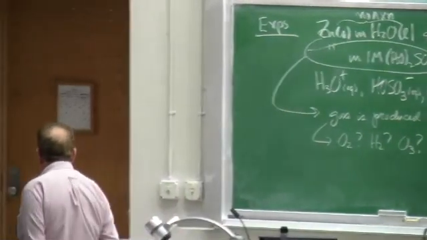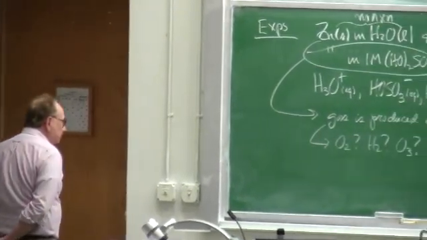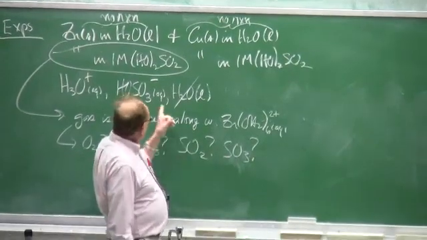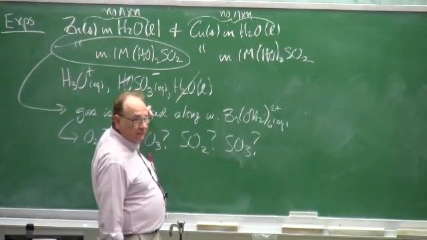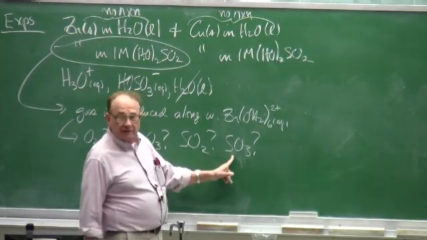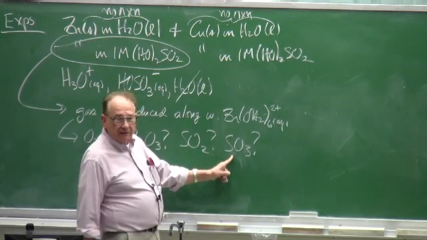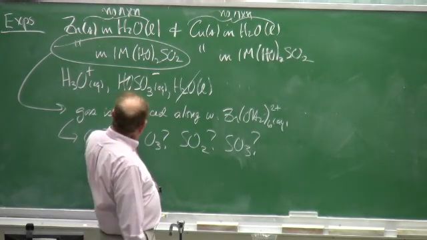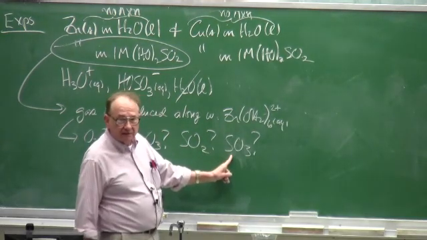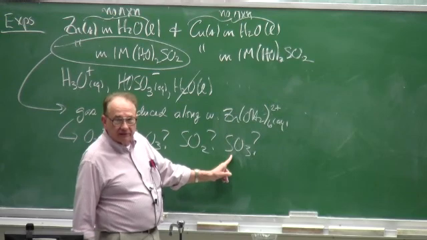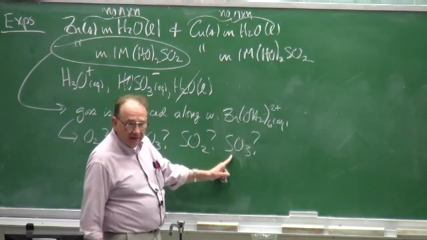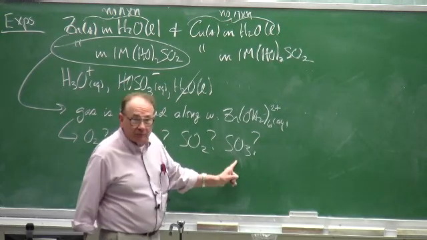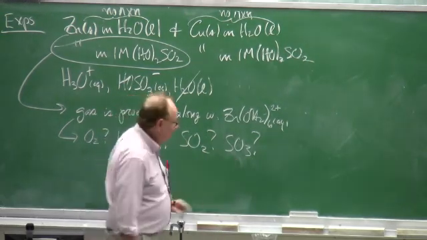Well, if oxygen is in a -2 oxidation state, what's the oxidation state of sulfur in SO3? +6. And if you analyze this, you'll find the oxidation state of sulfur is +6. So is this a possible reduction product? Is it possible to reduce this and get this? That's the question. The answer is no. Why not? Sulfur +6, sulfur +6. No redox.